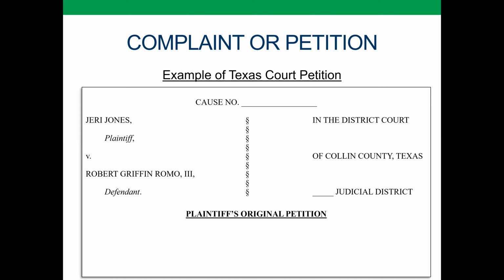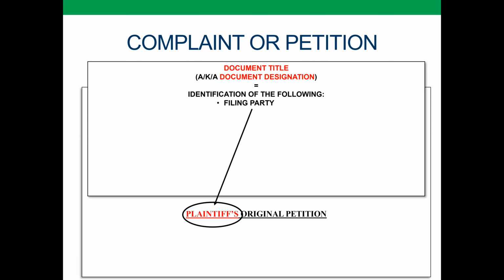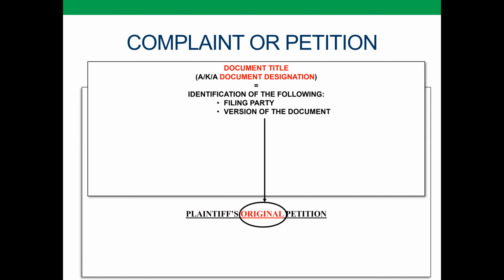Okay, so the last part of the caption is the document title, sometimes called the document designation. And so this is simply the title of the document, but most court documents that are filed with a court, by definition, will tell you 3 pieces of information. First, they'll tell you which party is filing this document. And in our title here, Plaintiff's Original Petition, we are told it is the plaintiff's petition as opposed to the defendant's document of some kind. The second piece of information is the version of the document.